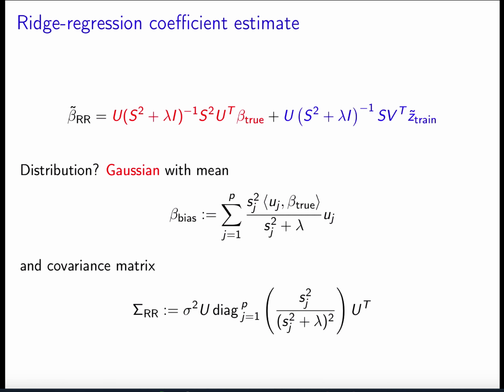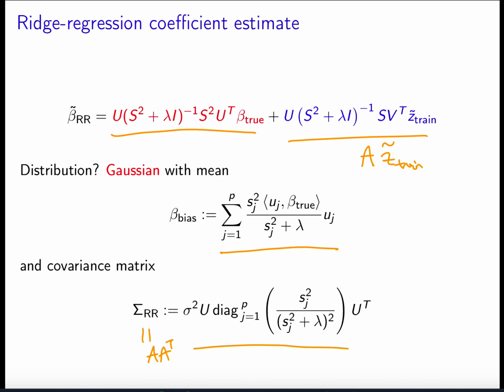It is this vector that we can expand in this way, and the covariance matrix of this can be obtained by taking, so this is equal to A Z train for this matrix A, and the covariance matrix is going to be equal to A times A transpose. So you just need to expand that, and this is what you get. Okay, again, it might look a little bit complicated, but we're going to talk about it intuitively in a moment.